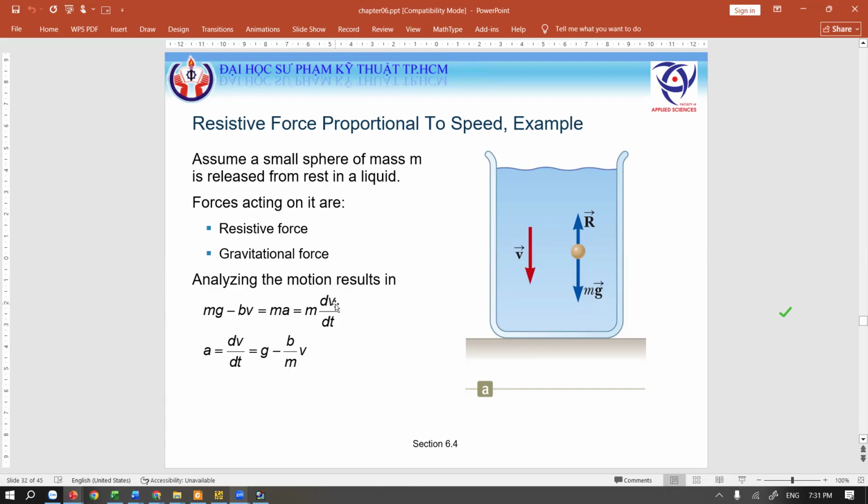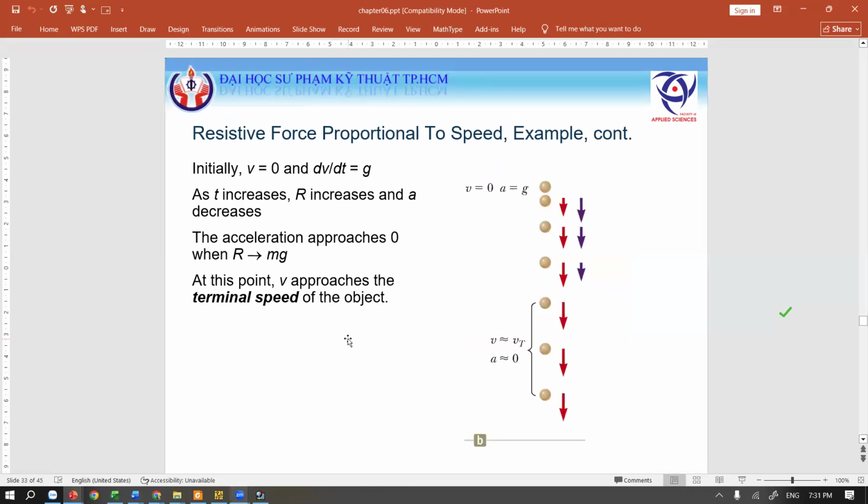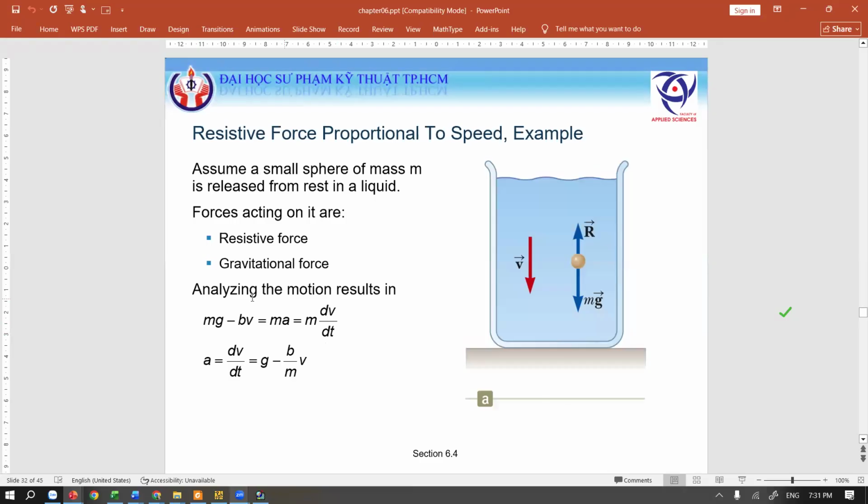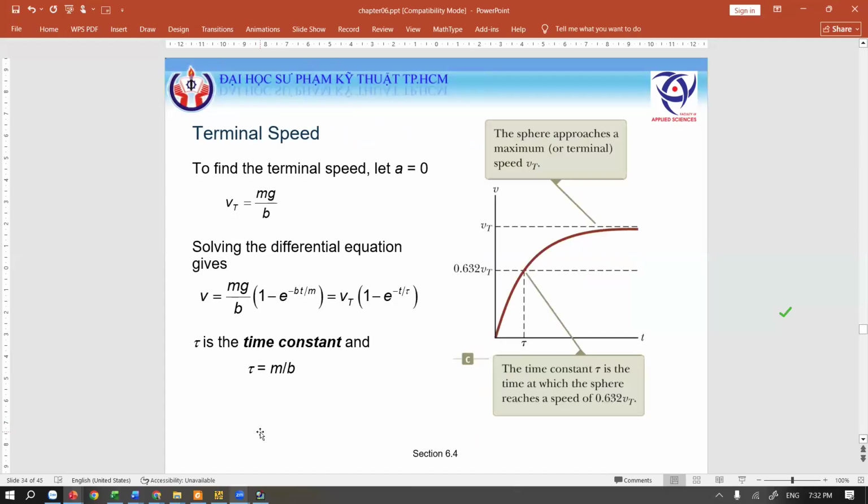The acceleration is the time derivative of velocity, right? So you have a kind of differential equation: a equals g minus b over m times v. Here you have the differential equation for v, so you can solve for v, and here is the answer. v will be mg over b multiplied by this term.